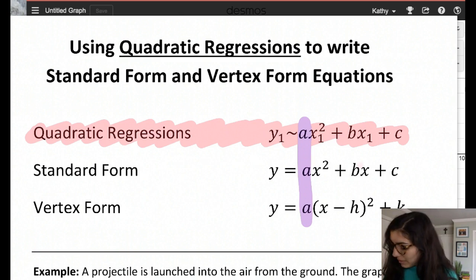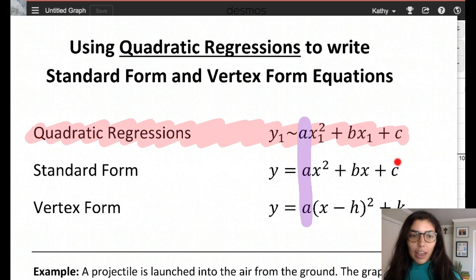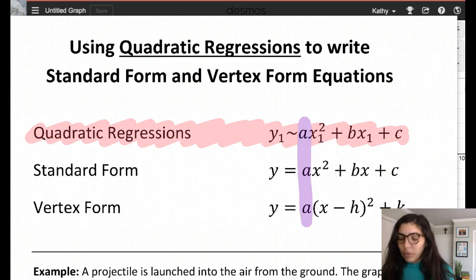Standard form has a B and a C because it's alphabetical order. Sorry, did I say vertex form? I meant standard form. And vertex form has an H and a K since that makes my vertex, like we learned before the break. Now what's really nice about the fact that the A's are the same is that if I know the vertex, I know H and K, and if I can find the quadratic regression, I also know A. So we're on a mission today to find all of these letters to write different types of equations in both standard form and vertex form.